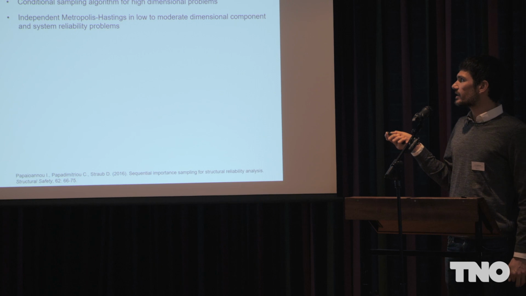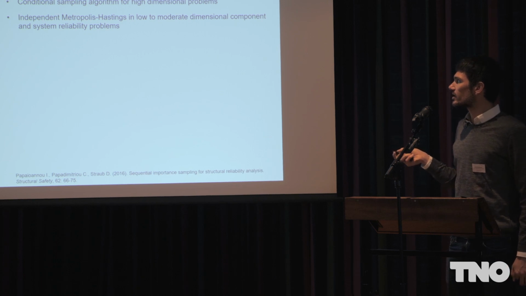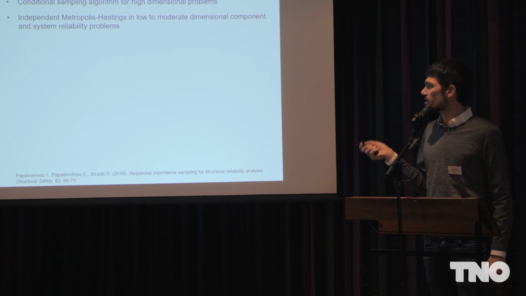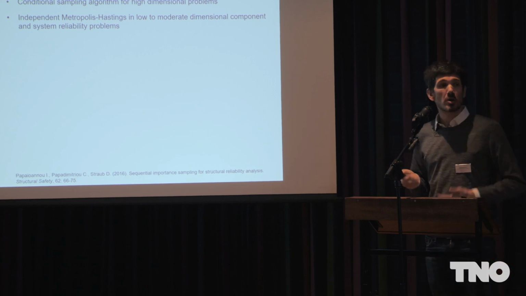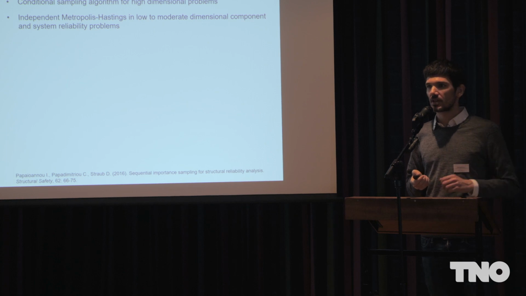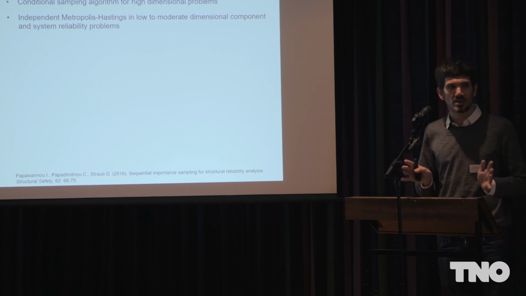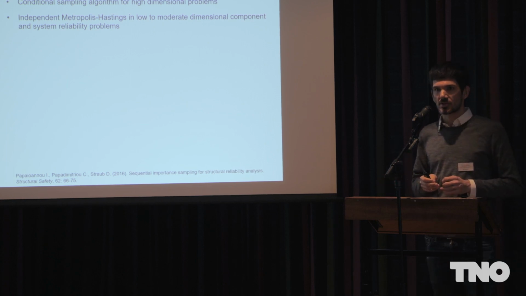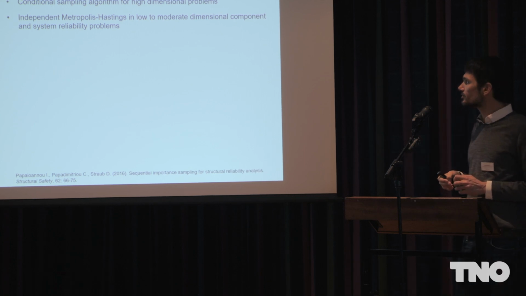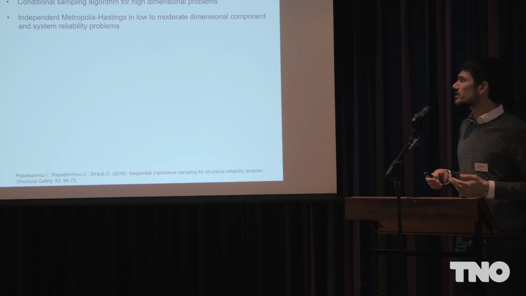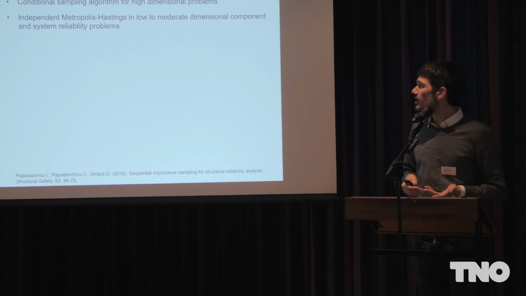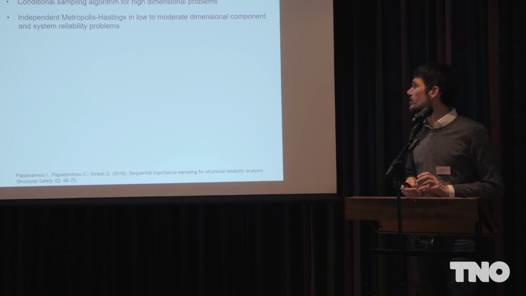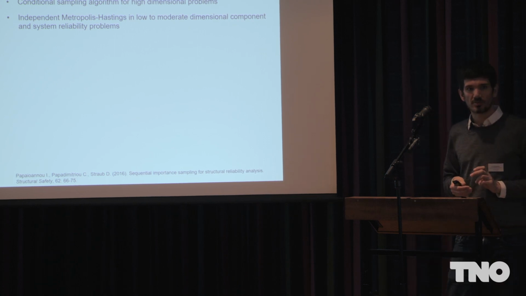So for applying MCMC algorithms to this sequence of densities, there are two possibilities. One possibility is to apply this conditional sampling algorithm that I presented before. It works the same way as with subset simulation, and it leads to dimension-independent performance. Another possibility is to use an independent Metropolis-Hastings algorithm, which works quite well for low to moderate dimensional component and system reliability problems.